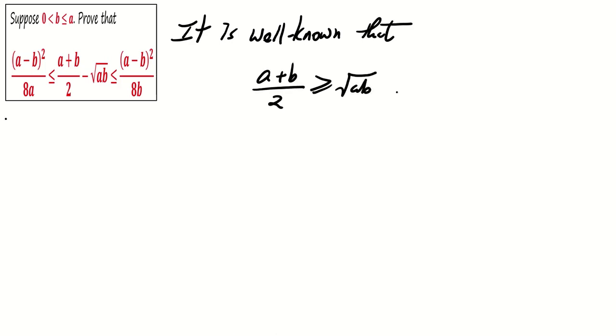For those studying inequality, it is well known that (a+b)/2 is greater than or equal to √(ab). This is an elementary result regarding the AM-GM inequality. So how to prove that?